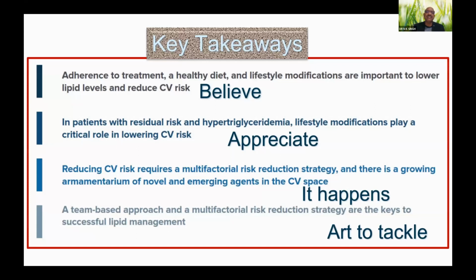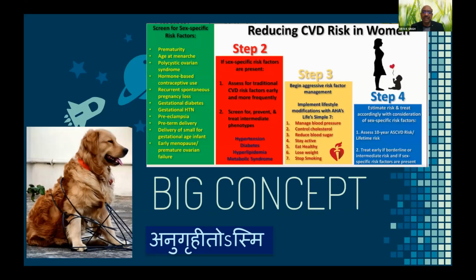Adherence to treatment, a healthy diet, and lifestyle modifications are important to lower lipid levels and reduce CV risk. In patients with residual risk and hypertriglyceridemia, lifestyle modifications play a critical role in lowering CV risk. Reducing CV risk requires a multifactorial risk reduction strategy, and there is a growing armamentarium of novel and emerging agents in the CV space. A team-based approach and a multifactorial risk reduction strategy are the keys to successful lipid management. And this is an art. So this is a big concept.